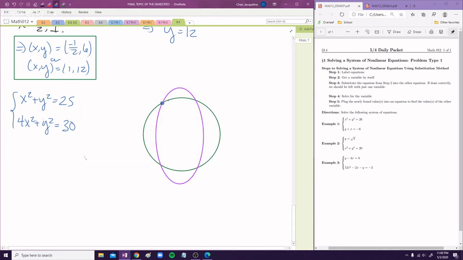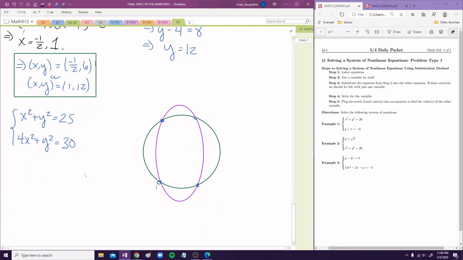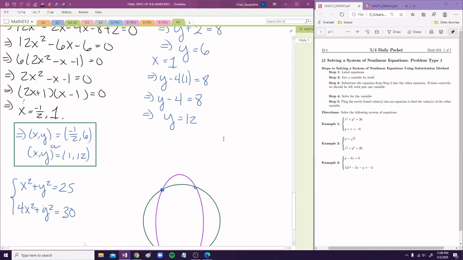And so this shows us that there will be 4 points for solutions. So if you get that on your examples, or if you get it on your ALEKS homework, don't fret, because sometimes you will get a solution like this, right?